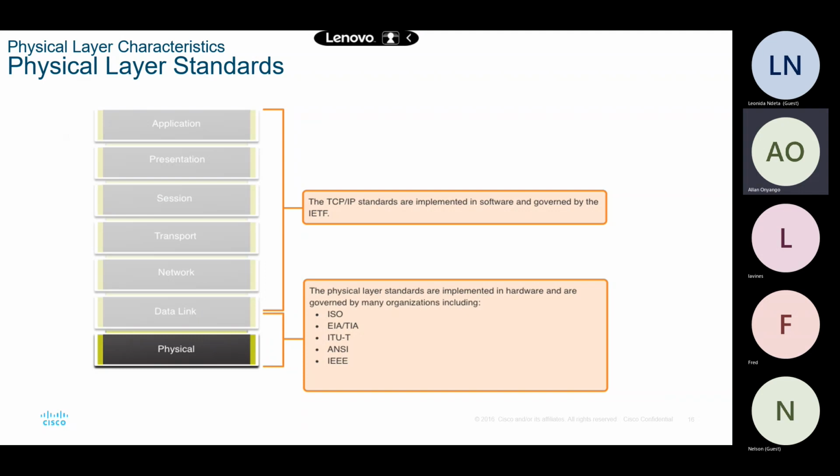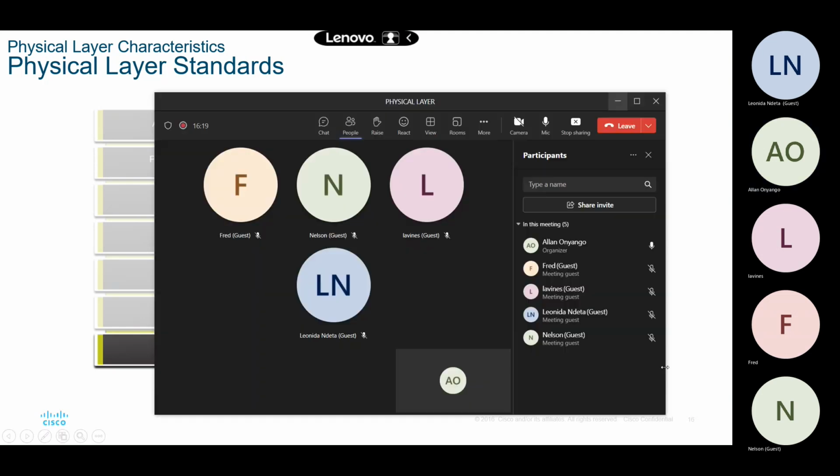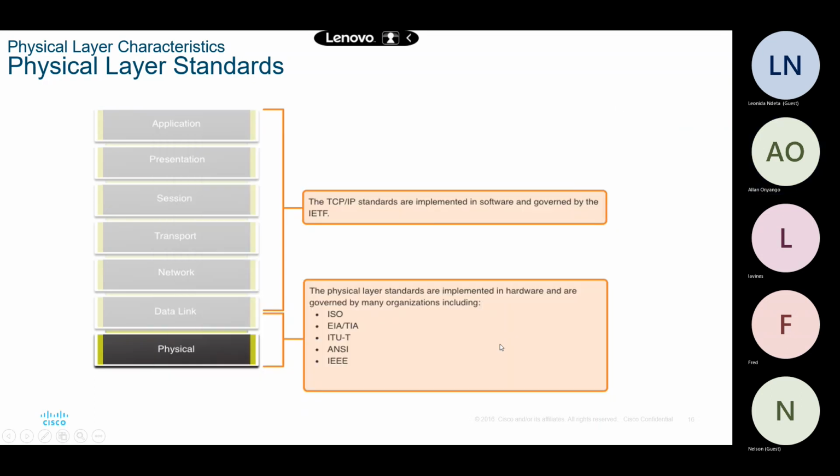Now, the physical layer, of course, is layer 1 of the OSI model, and normally it's implemented in hardware. It's governed by some of the organizations we did talk about: the ISO, the EIA, the ITU-T, ANSI, IEEE, and all that.